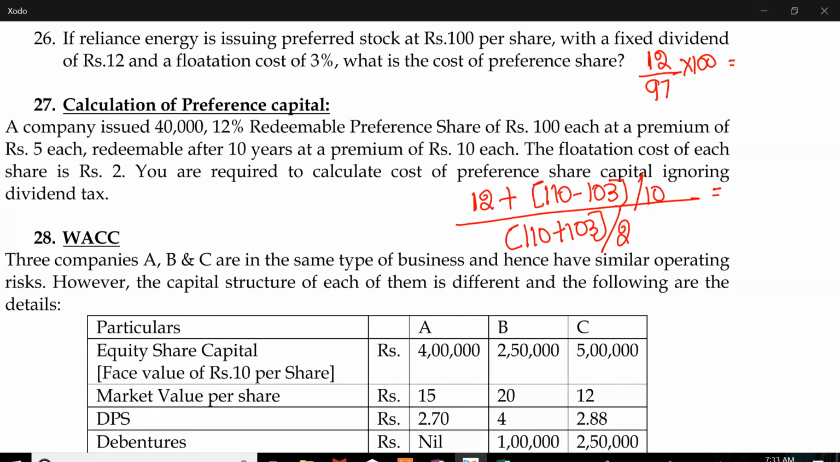So, a question will have some 20 lines. In that, 2 lines will be on debt. Take those 2 lines, get cost of debt. Take another 2 lines, get cost of preference. Another 2 lines, cost of equity. Another 2 lines, cost of retained earnings. That is your step 1.